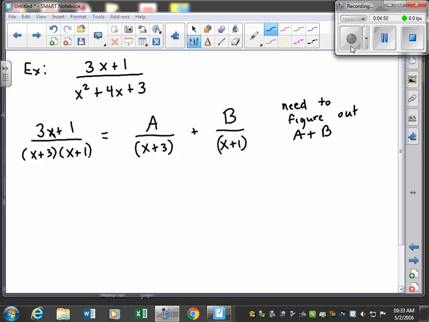Okay, so our next step is going to be to actually take these two, which are separated apart, and get a common denominator. What would be a common denominator for both of those? It would just be the x plus 3 times the x plus 1.